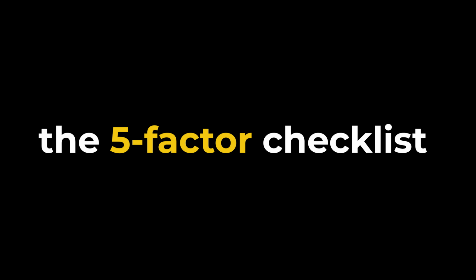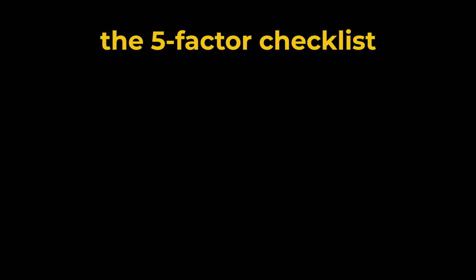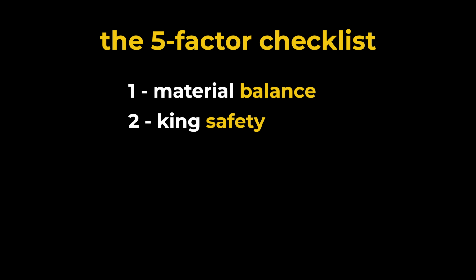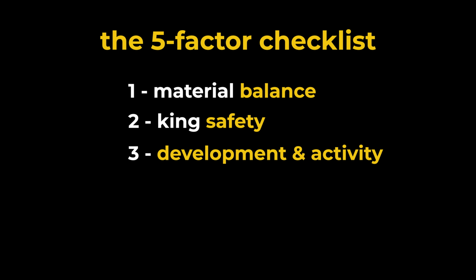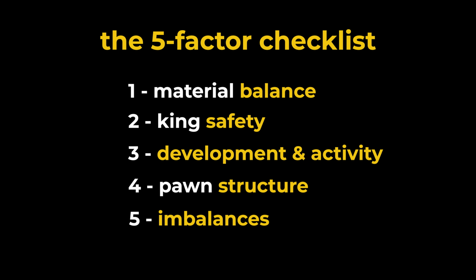The five-factor checklist. Every time you're trying to evaluate the position, always take a look at material advantage, king safety, piece activity and piece development, pawn structure, and imbalances. Then ask yourself, so who's better and why? And what is the plan? Evaluation is not just about memorizing random moves. It's about combining factors into a clear judgment.